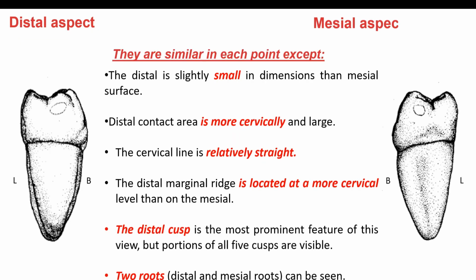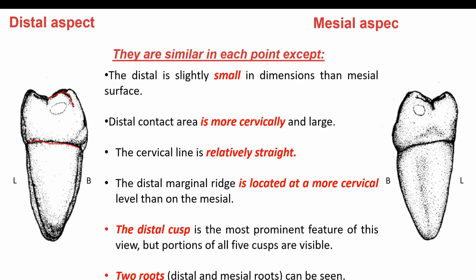From the distal aspect, it is quite similar to the mesial aspect, except that it is slightly smaller in size. The distal contact area is a little bit more cervically situated, and it is larger. Cervical line is relatively straight. The distal marginal ridge, as you can see here, is located at a more cervical level compared to the mesial marginal ridge. The distal cusp is very prominently seen here.